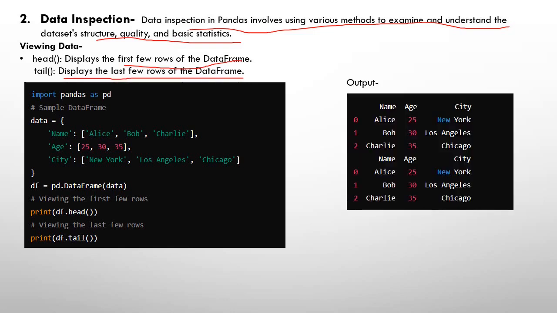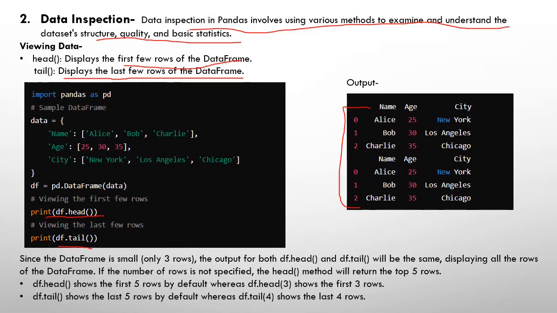So, this is the output that we will get for df.head and df.tail. In this case, since the data frame is small, the output for both df.head and df.tail will be the same, displaying all the rows of the data frame. If the number of rows is not specified, the head method will return the top 5 rows. df.head shows the first 5 rows by default, whereas if in df.head we mention 3 in brackets, it will show us the first 3 rows. Similarly, df.tail shows the last 5 rows by default, whereas df.tail(4) shows the last 4 rows.